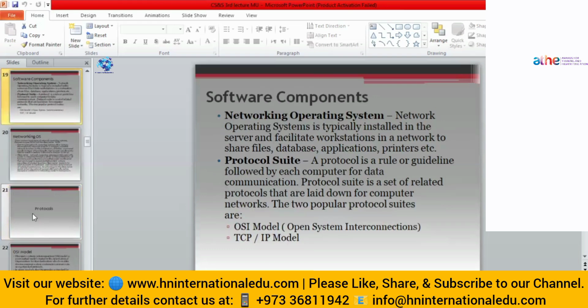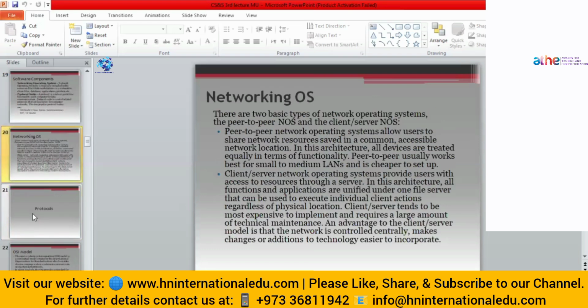Now the next one is the network operating system, because there are two types of components. First we will discuss the network operating system. There are basically two types of network operating system: peer to peer and client server. As we have discussed, there are three types of computers in the hardware: the peer computer, the client computer, and the server computer. In peer to peer we have a different method of communication, and in a client server network we have a different type of communication. So for both we have to use different types of operating systems.